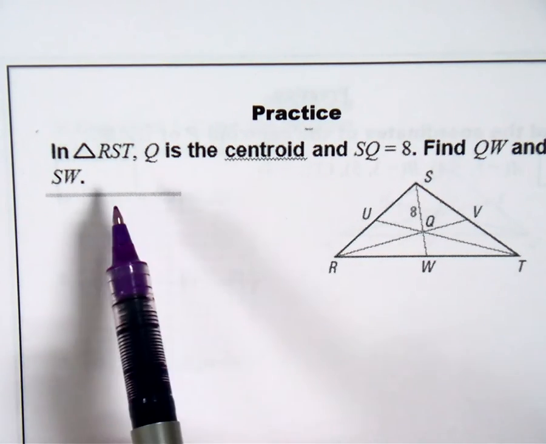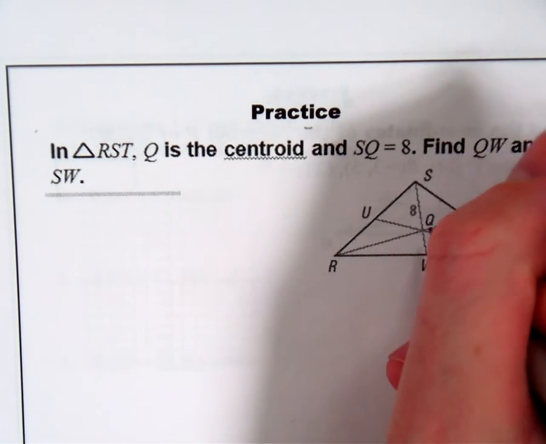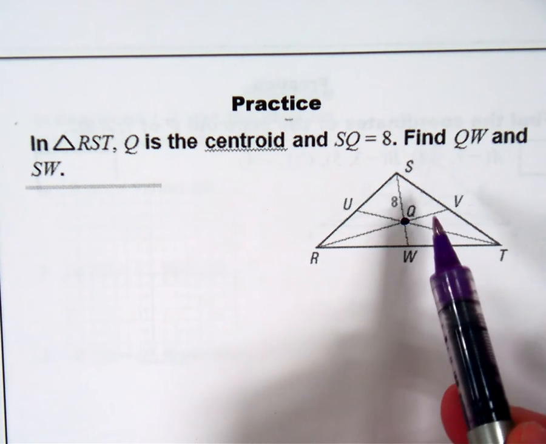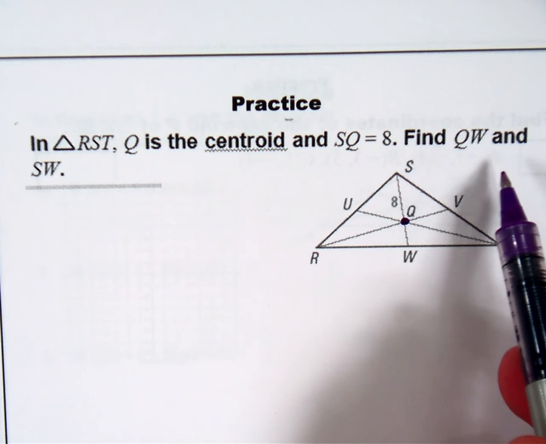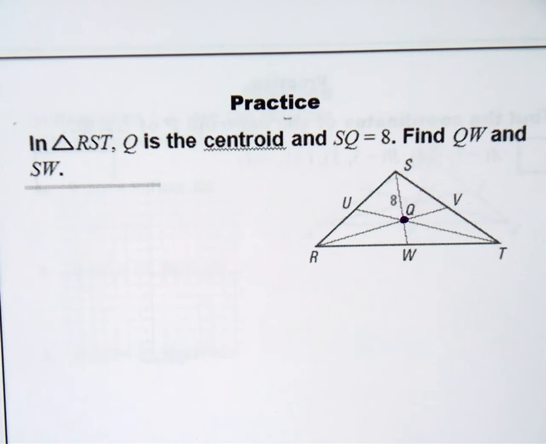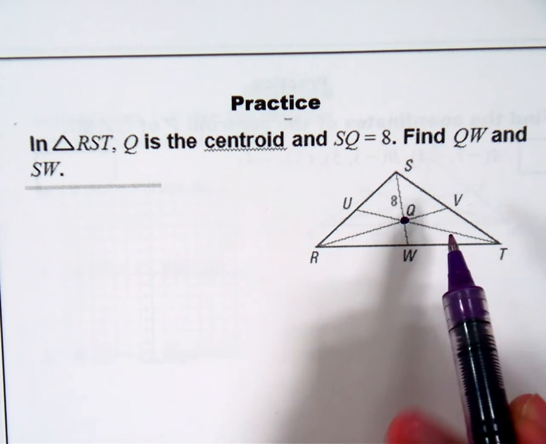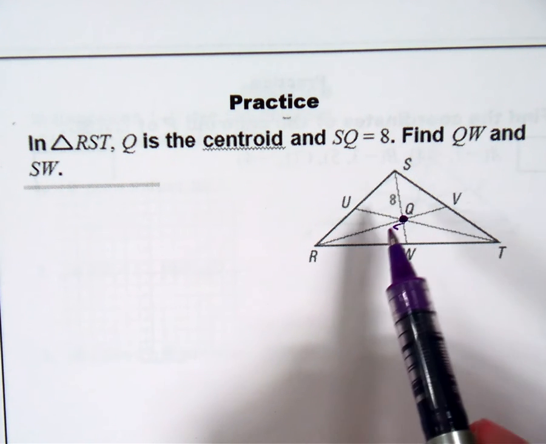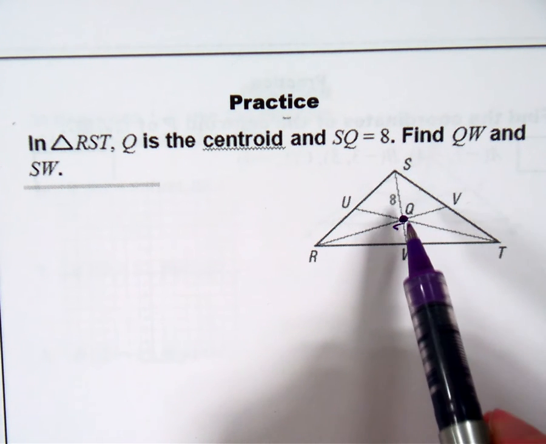Turn the page. Alright, so we have triangle RST. Q is the centroid. SQ is 8. Find QW. What happens here is that it splits up that whole segment into 2/3 and 1/3.